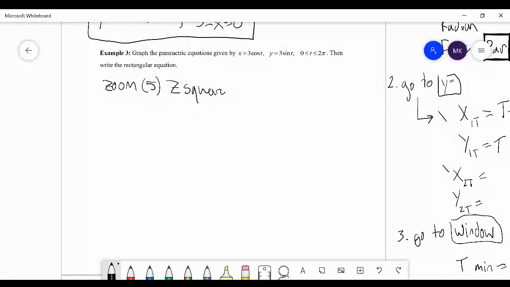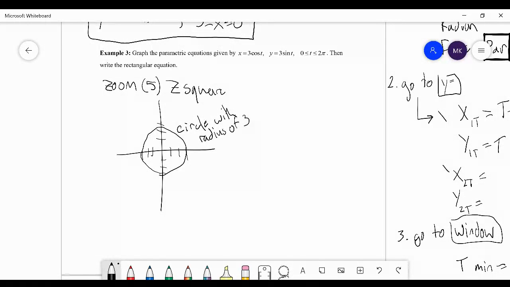And what we should see, that was terrible. Okay, that's a super terrible circle, but you get what I'm saying. So this is a circle with a radius of 3.